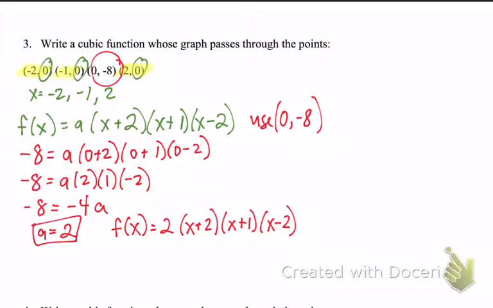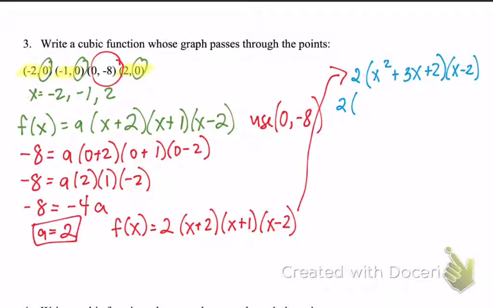Now I'm going to factor this out. I probably should have gone up here. I'm going to go up here. And I'm going to factor this, or sorry, FOIL. So 2(x squared plus 2x plus x, so plus 3x plus 2)(x minus 2). I just did this in one step, so you could do it in two. I'm just trying to make it a little bit faster.